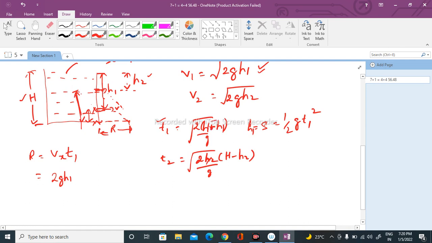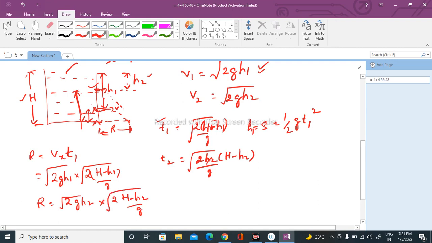This is h minus h1, so it is root over 2g h1 into what is t1? It is root over 2 into h minus h1 divided by g. This is the expression. And for the second case, R can be also written as, this time we have to take this efflux speed. It is root over 2g h2 multiplied by what is t2? T2 is root over 2 into h minus h2 divided by g.